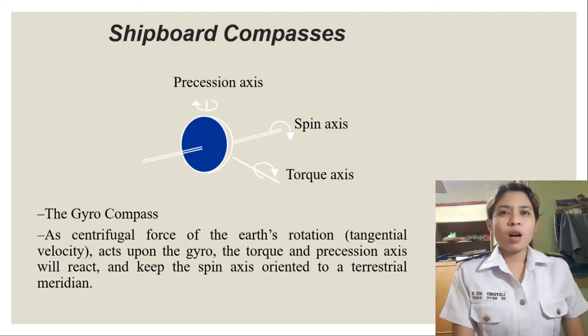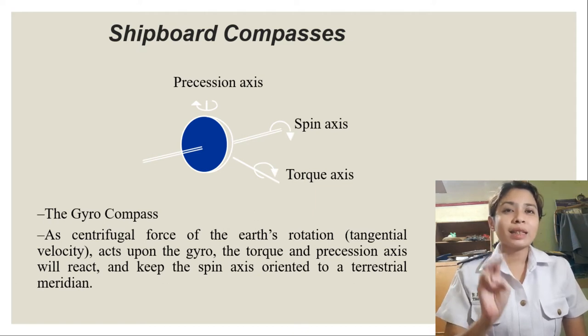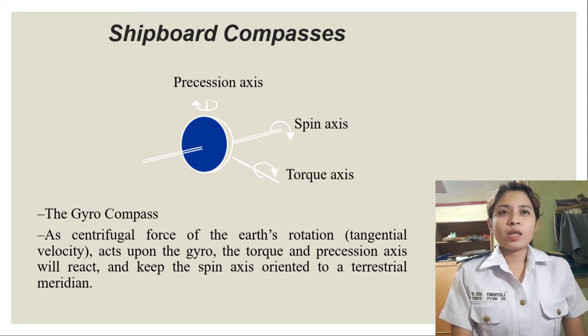For shipboard compasses, we have the gyro compass. It is a type of non-magnetic compass which is based on a fast spinning disc and the rotation of the Earth to find the geographic direction automatically. Remember, there are three axes of a gyro compass: the spin axis, the torque axis, and the precession axis. As the force of the Earth's rotation acts upon the gyro, the torque and the precession axis will react and keep the spin axis oriented to the terrestrial meridian.